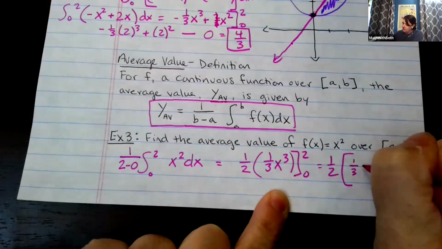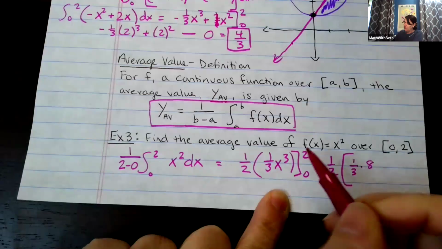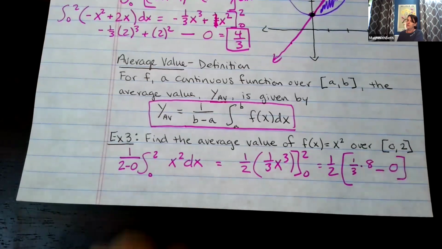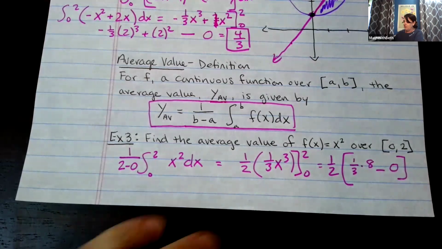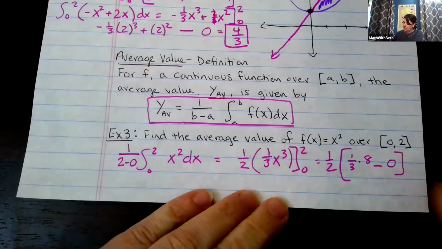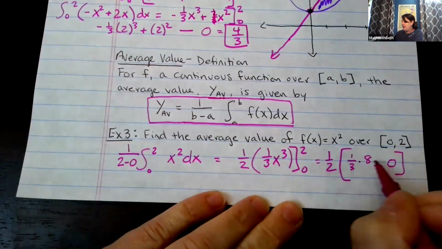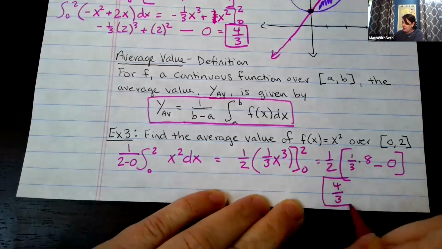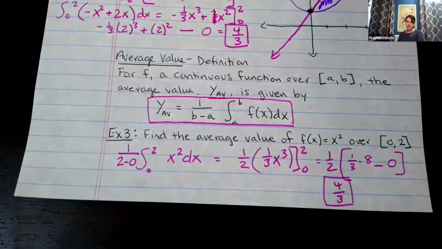So plugging in 2 would give me 1/3 times 8. Again, plugging in 0 in this one gives me 0, but not always. So always make sure you know. So if you do 1/2 times 8/3, just a coincidence, we end up getting 4/3 again. So that would be our average value.